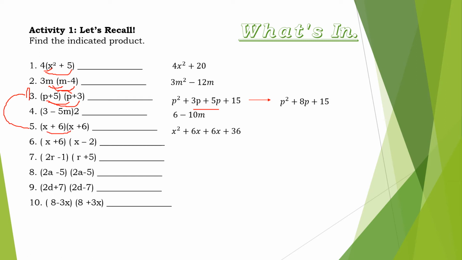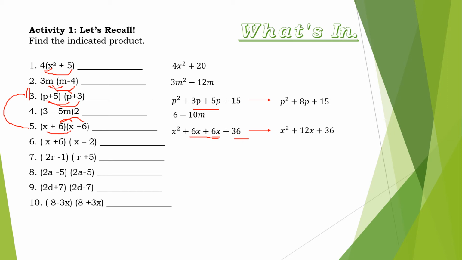That is 8x squared. Then, x times 6, that is 6x. Then, ito, 6x. That will become also 6x. 6 times 6, that is 36. So, kung ano ginawa natin dito sa example number 3, gagawin din natin dito sa example number 5. So, let's add like terms. So, it will become x squared plus 12x plus 36.